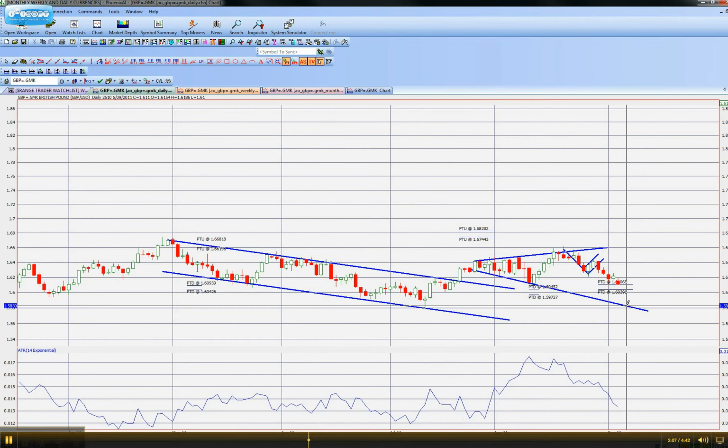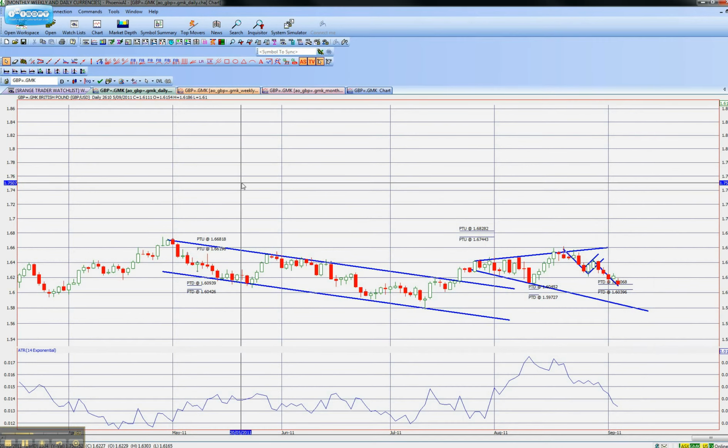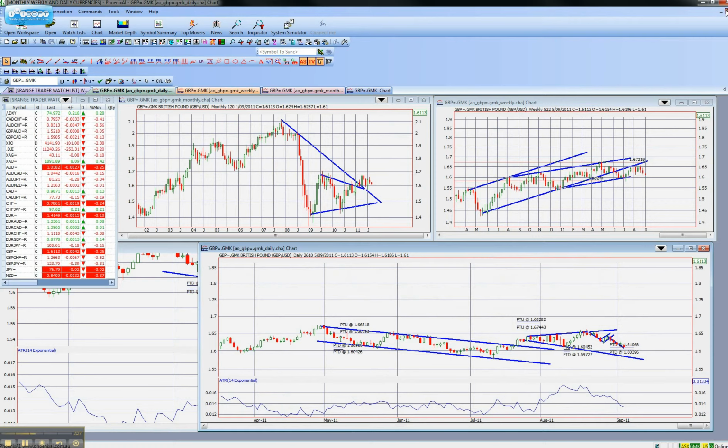But you could also see another easy flag scenario there before it gets to that level. So that's your sterling daily.